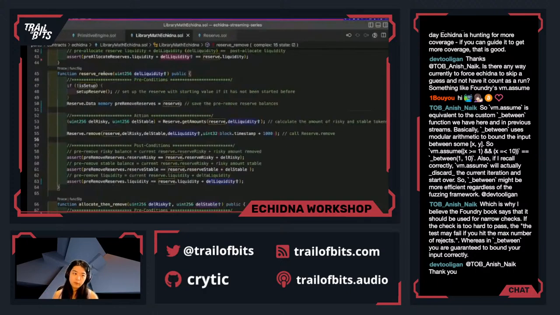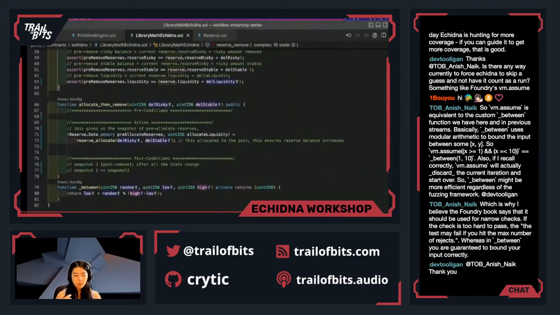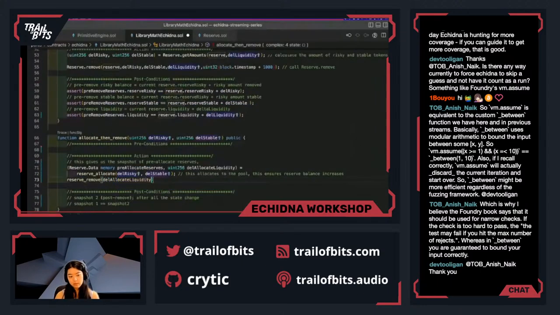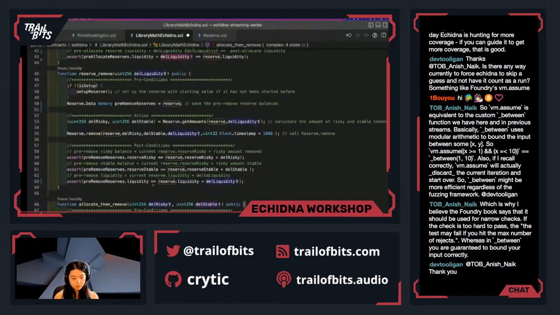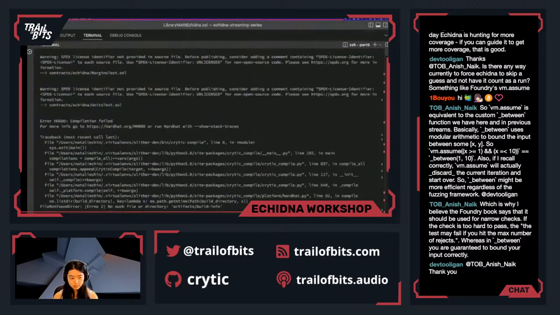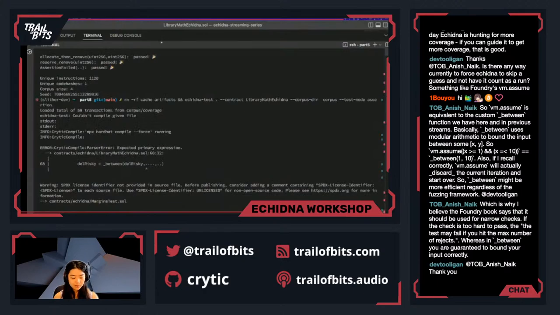The reserve remove function takes a delta liquidity and then calls reserve.remove. Now, if we want to test the inverse of the allocate and then the remove, we can also use the return value of the allocation of liquidity. So we can even simplify that to del liquidity. And for completeness, I'll specify that this is the delta liquidity created and returned by the allocate function. Which then means we can call reserve remove with the allocate liquidity. Yes, this did not compile before.